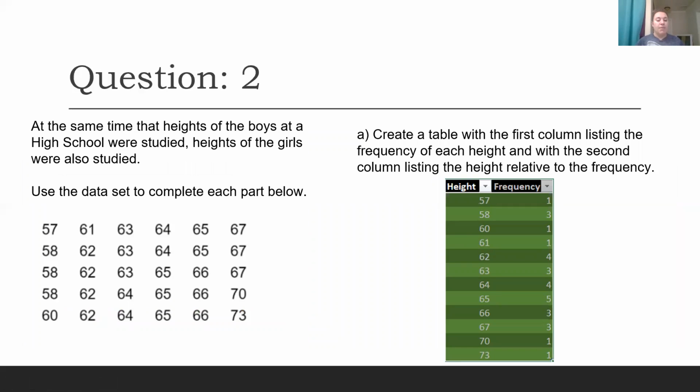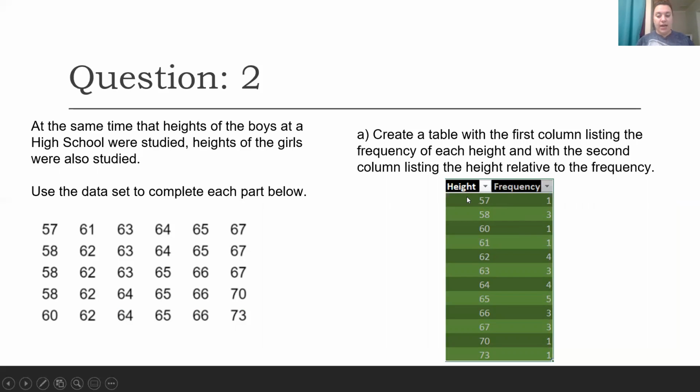So next, question 2. At the same time that heights of the boys at a high school were studied, heights of the girls were also studied. So we're going to use this data here to complete each part of our questions that are coming up. So it says, part A, create a table with the first column listing the frequency of each height, and with the second column listing the height relative to the frequency.